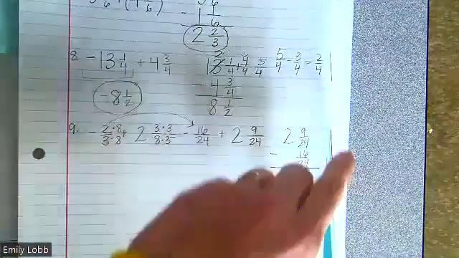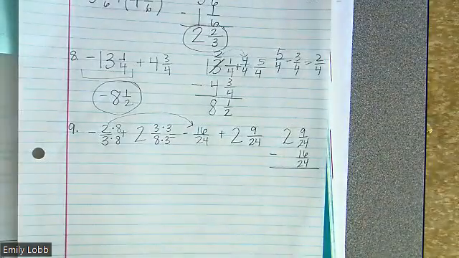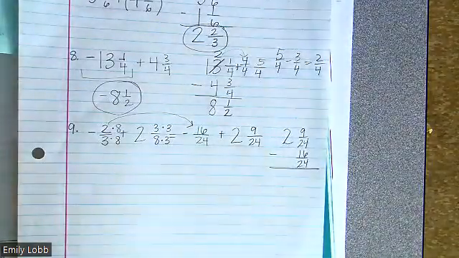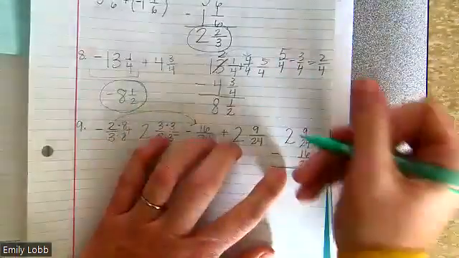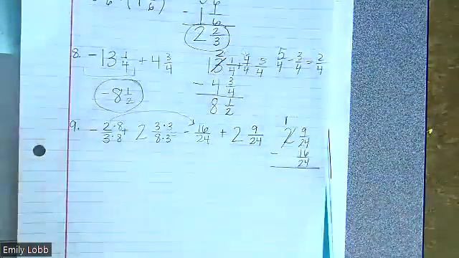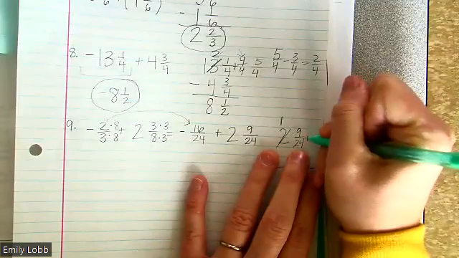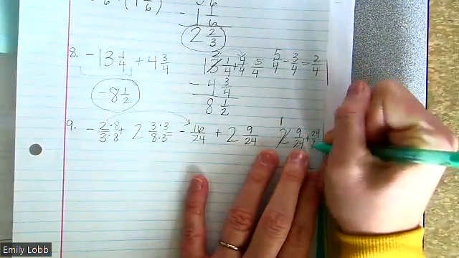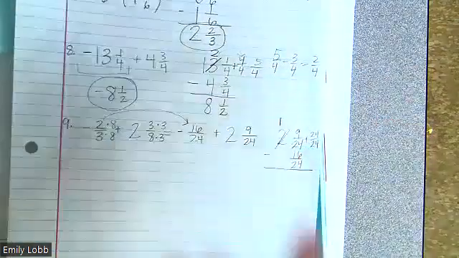Can I take 16/24 from 9/24? No. So I have to borrow from the ones place. So that 2 becomes a 1. And how many parts out of 24 would be a whole? 24. So we're adding 24 out of 24. We're taking 1 from here and adding it to the fraction.